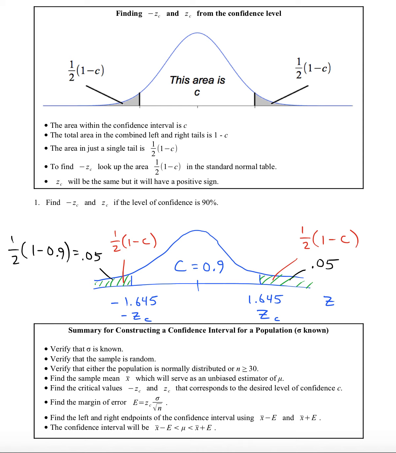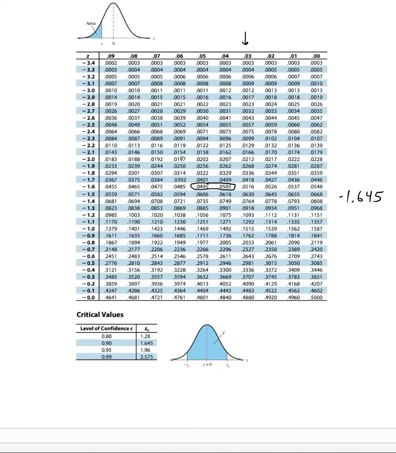Now for some confidence levels, they're so common that the tables actually have a little shortcut for them. In the critical values table, you can find certain ZCs that are common. Like here for 90%, we see that the ZC that corresponds to that is 1.645. So that's like a quick way that we could have gotten it without even looking it up in the table.